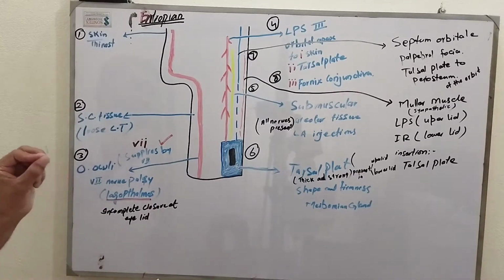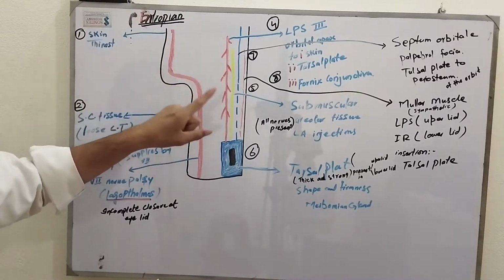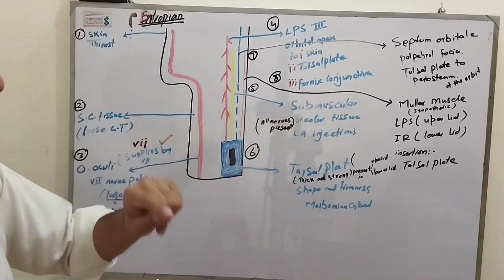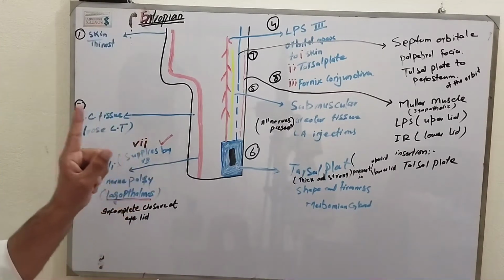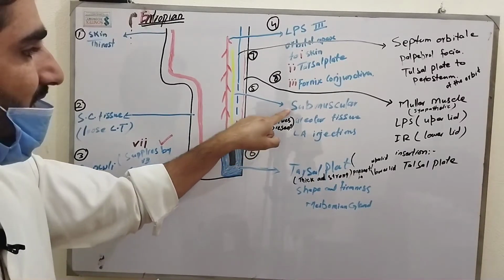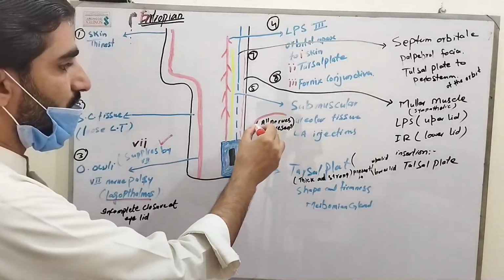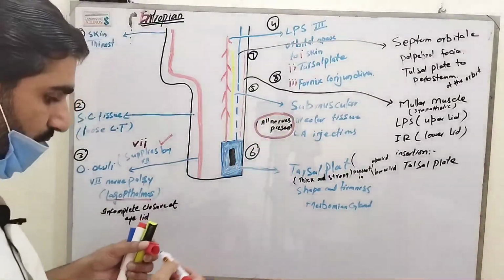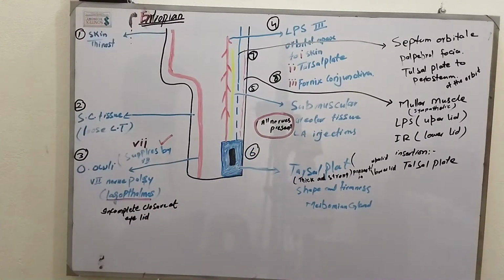Now the fifth structure in the eyelid, you can see this yellow structure here. This is the submuscular areolar tissue. Now I want to tell you that all the nerves are present in this area. For the purpose of local anesthesia, we will apply the injections in this area.